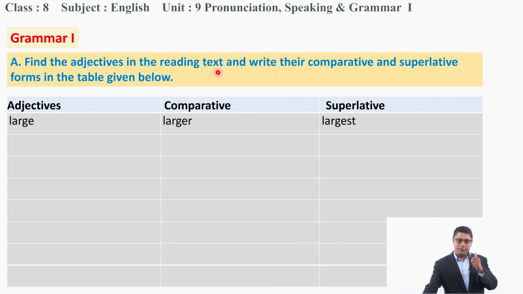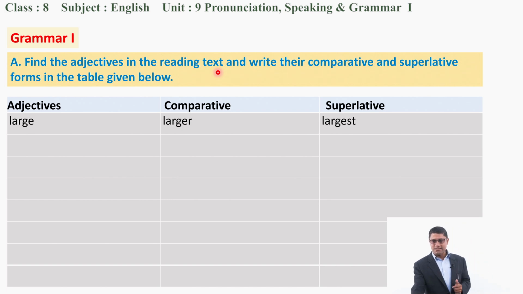Exactly, the reading text we did in the previous class. What was the title? Good, the leap between high school and college. Very good. Now we'll go through that reading text and find out the adjectives there. Make a list of the adjectives. As shown in the example here, for example, large is one adjective. In the same way we list other adjectives here. Then we'll write the comparative form and the superlative form of those adjectives. Okay? Did you get the idea?